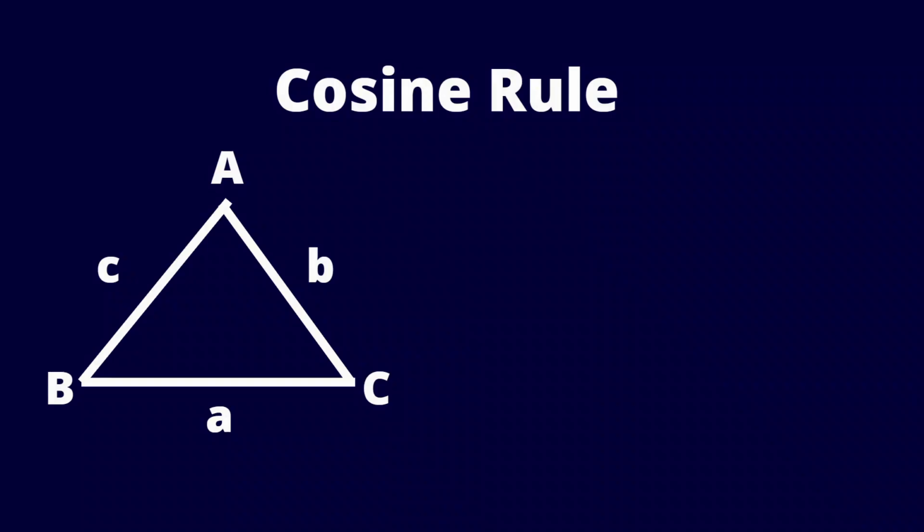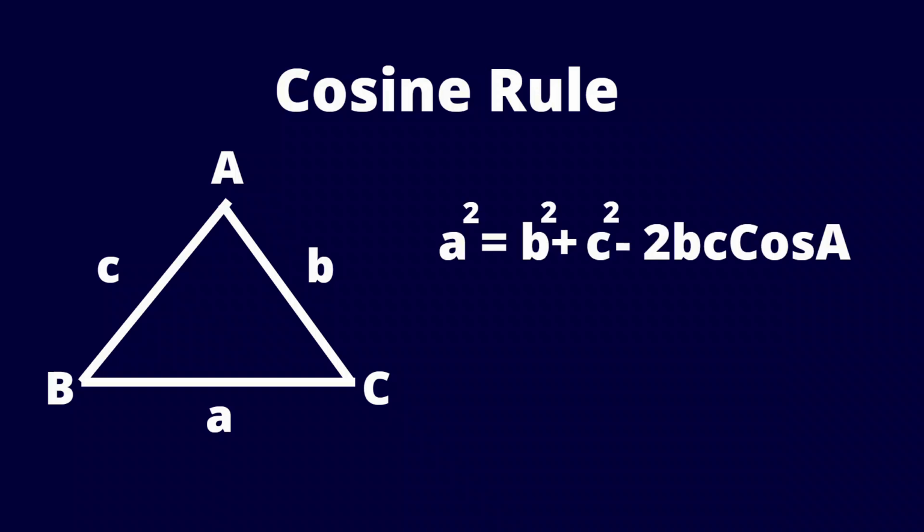That is cosine rule. So as you can see, we have a triangle ABC with sides small a, small b and small c. Now cosine rule is basically a square equal to b square plus c square minus 2bc cos A. So whatever side that you're trying to find out comes on the left hand side, that becomes your a, or whatever angle that you're trying to find out becomes angle A. So now let's take an example to see how it works.